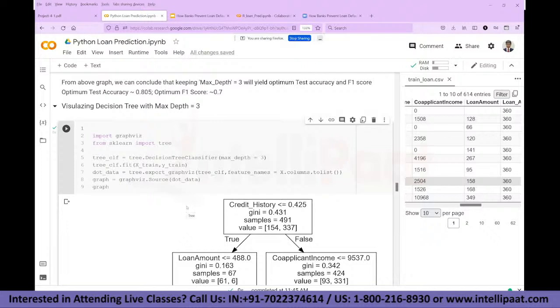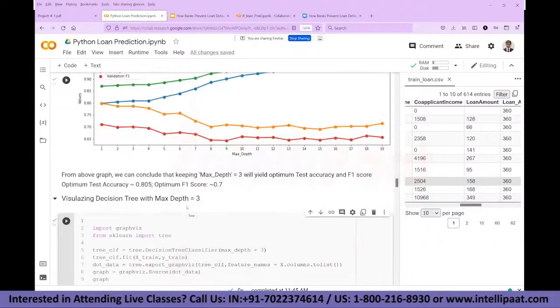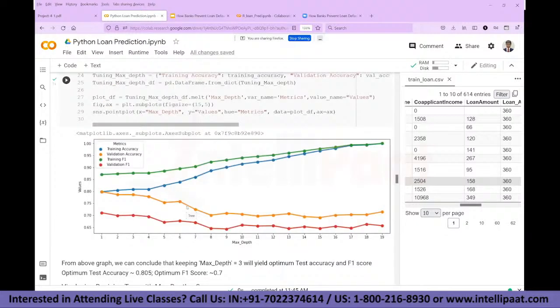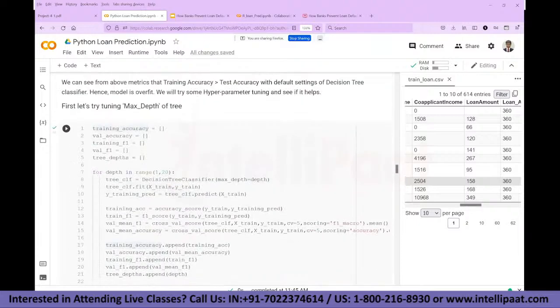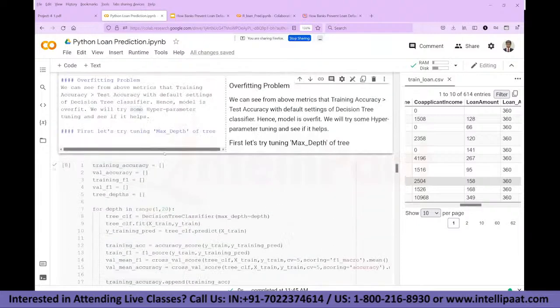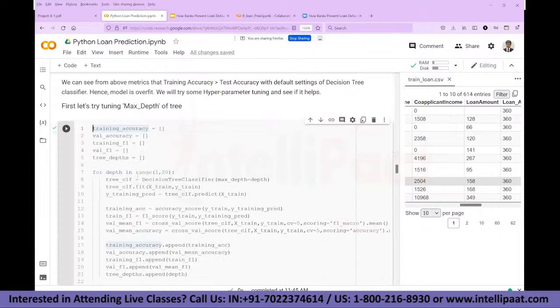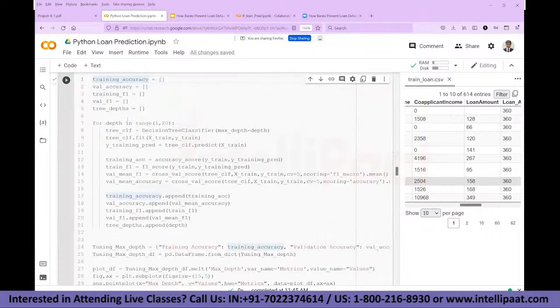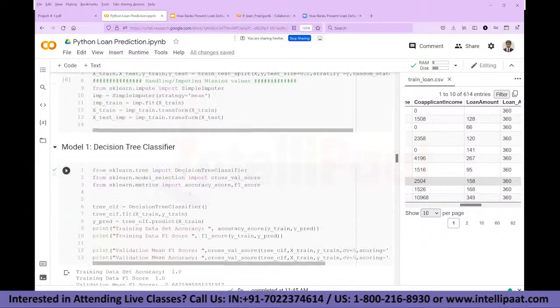We'll go deeper once we study that, but right now you can move on with this understanding. What I'm trying to tune here is the max depth of each tree. So I iterate over each of the values of max depth, implement the decision tree classifier, fit it, train it, predict, and calculate the accuracy score. Where does the accuracy score come from? It comes from scikit-learn: scikit-learn metrics, accuracy score, F1 score.